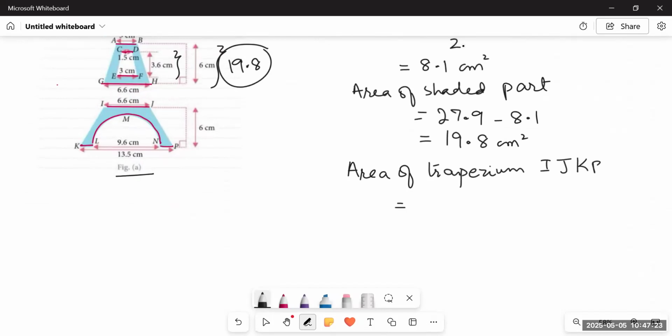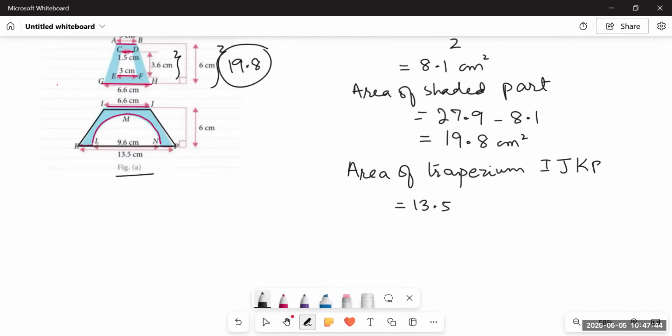So we have to do the same. P1 is 13.5 because we are finding the area of this whole trapezium. And now what we are going to do after finding the area of this figure, we will subtract the area of the semicircle LMN. So we will get the area of the shaded part, simple.